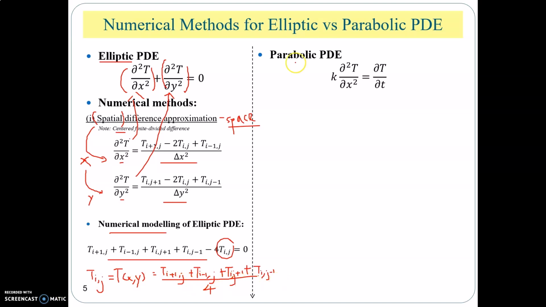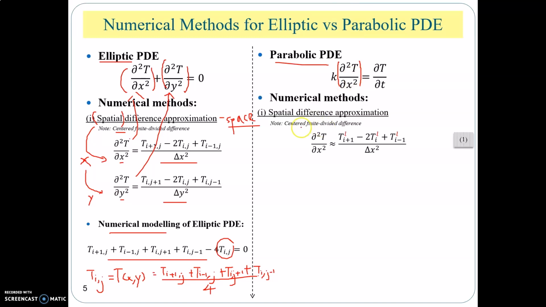and it can be arranged into this formula. On the other hand, for the parabolic PDE, you have the d²T/dx² as well. Therefore, we can use the central finite difference method to obtain d²T/dx² to be this formula. And compared with the previous d²T/dx² formula, you find that you have an additional L variable on the top, and you can see that the subscript j is missing in this formula as well.